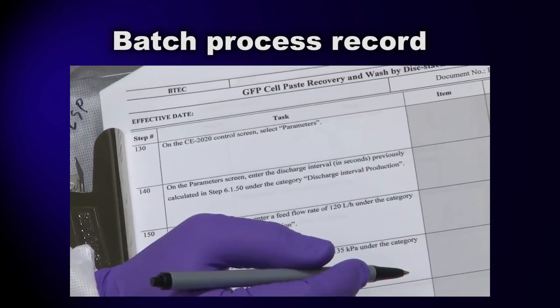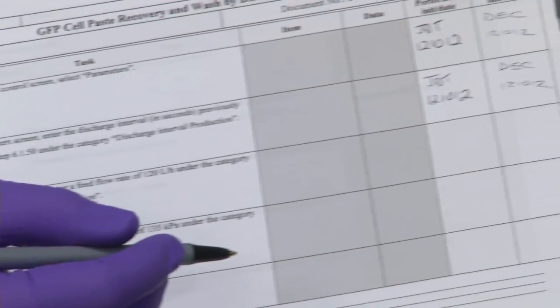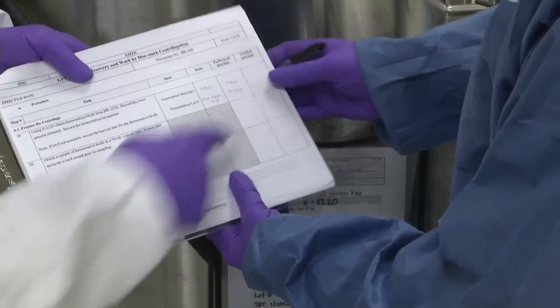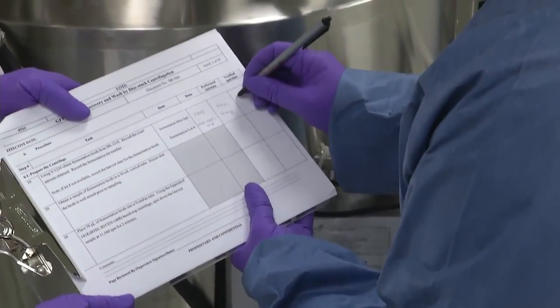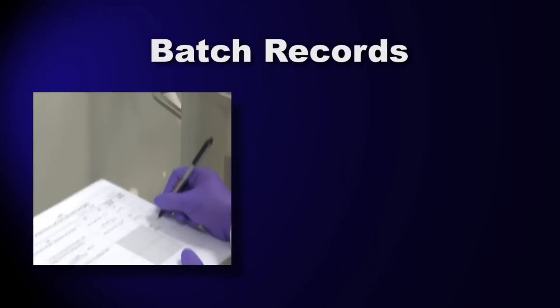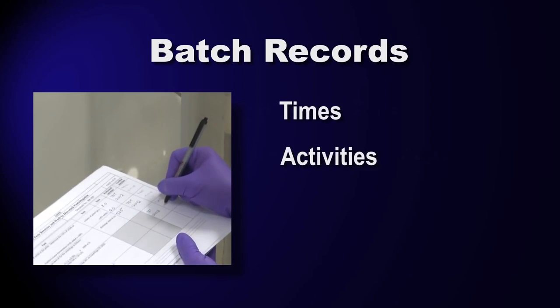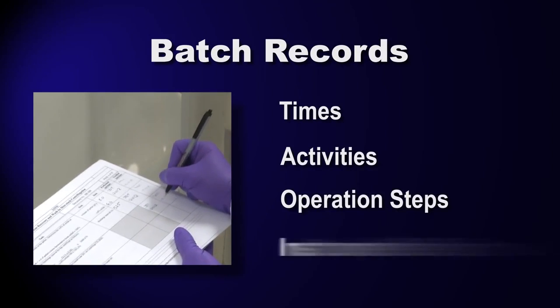The recovery process is managed through the use of a batch process record. The batch record leads the operator through the process, step by step, with each step requiring a sign-off and separate verification by a second operator. This record also includes spaces for documenting times, activities, operation steps, and instrument readings.